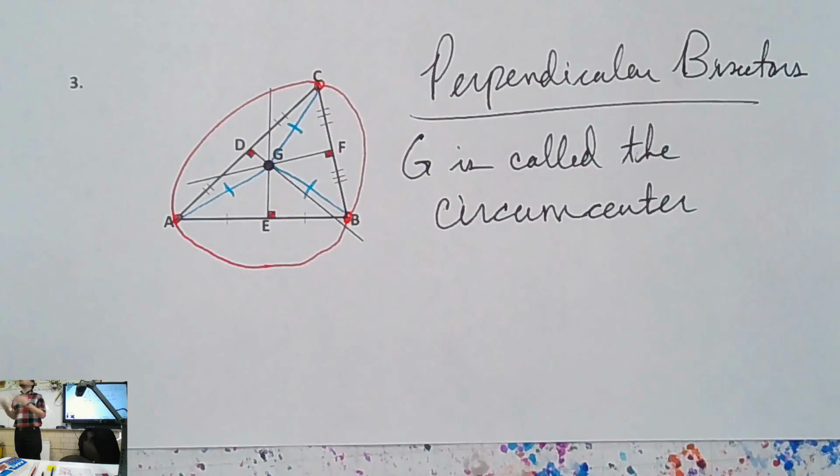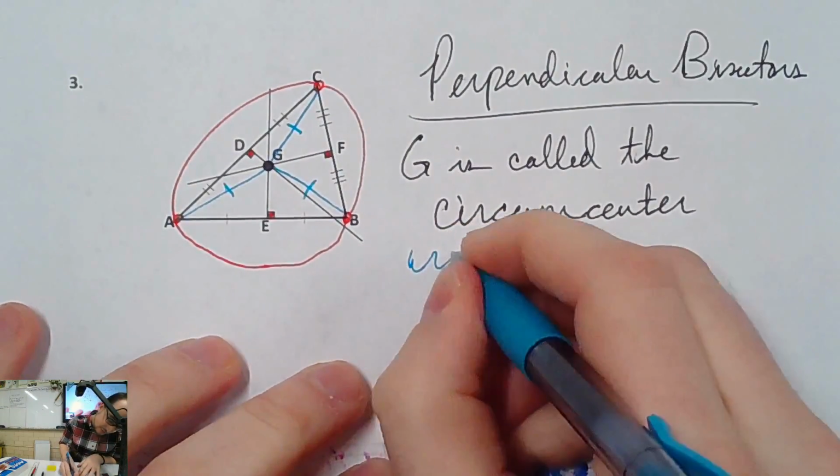How do we find it? Well, we draw the perpendicular bisectors. Find your midpoints, draw 90. Where they intersect will be the circumcenter. So it creates radii.